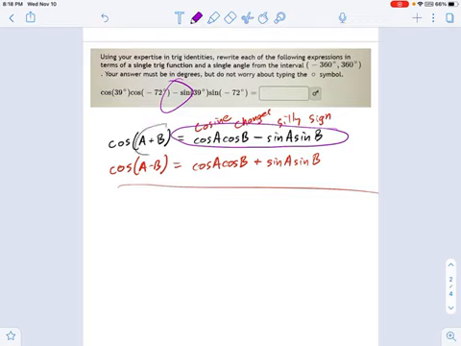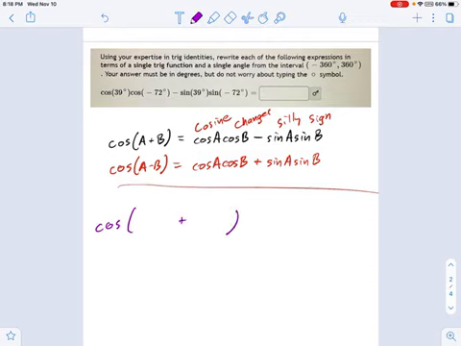I know this has to be cosine of A plus B of some kind. Okay, so then it just becomes a question of what your angles are. Cosine of A plus B. Here, there we go. What are my angles? Well, I see a 39 degrees right there. And I see a negative 72.